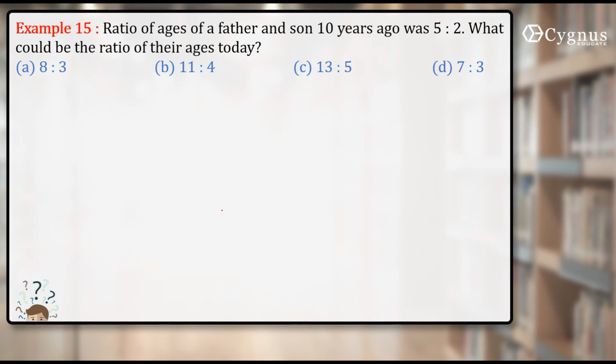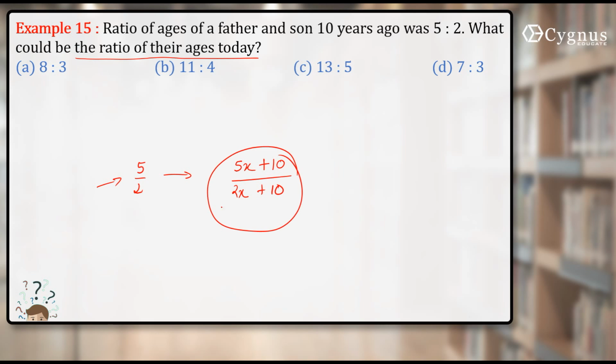Now look at the application of this concept. The ratio of the ages of father and son 10 years ago was 5 is to 2. Now, what is this 5 is to 2? Ratio of greater inequality. This was the previous ratio. The present ratio will be what? Earlier, their ages were, let's say, 5x and 2x 10 years ago. So right now, the present ages should be 5x plus 10 and 2x plus 10. What could be the ratio of their ages today? I cannot give you the answer, because I don't know the value of x. Yes or no?